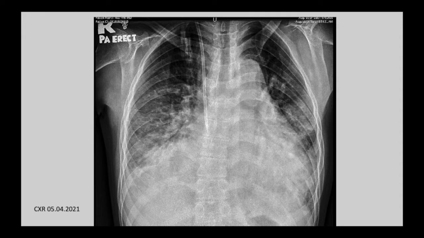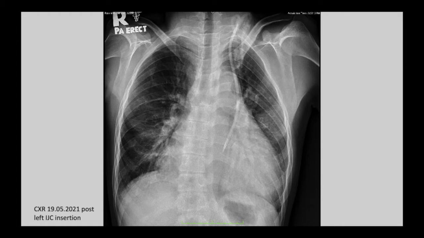This chest X-ray, done on the 5th of April, shows a central venous catheter traversing the right internal jugular vein with the tip well placed about 4 cm below the carina. And the second radiograph is the post-left IJC insertion radiograph on the 19th of May. It shows that there is left paramediastinal position of the catheter, tip parallel to the descending thoracic aorta.